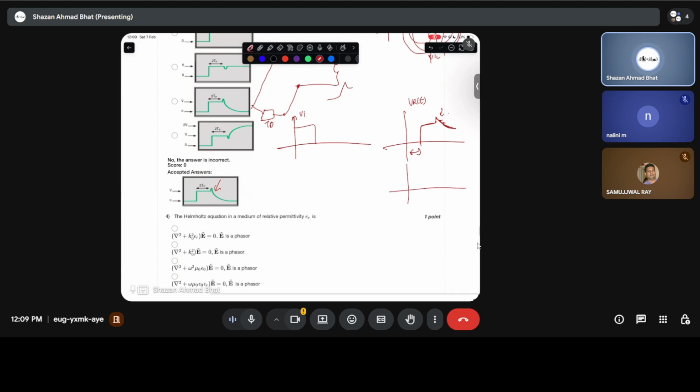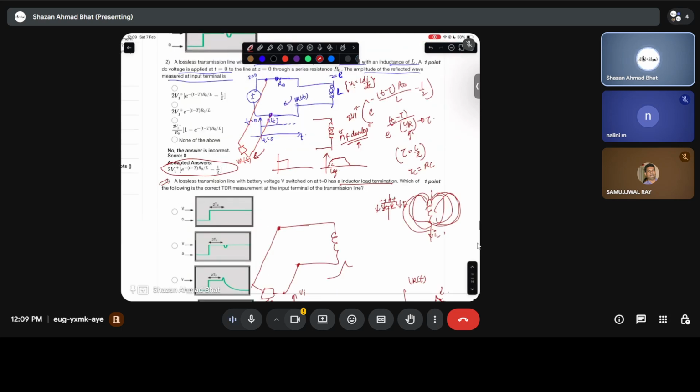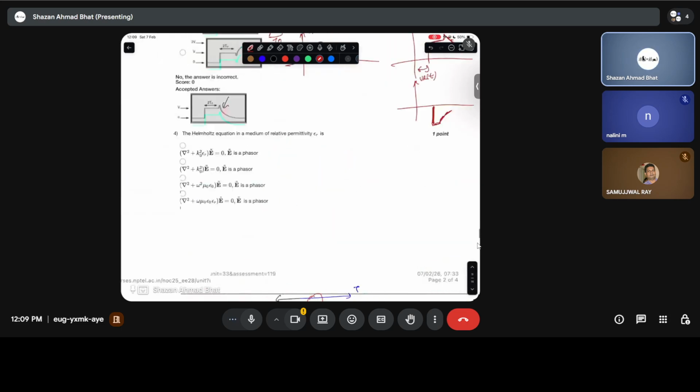If it had been a capacitor, then the reflected voltage would have looked something like this, a negative spike. So this basically comes from the previous analysis we did.